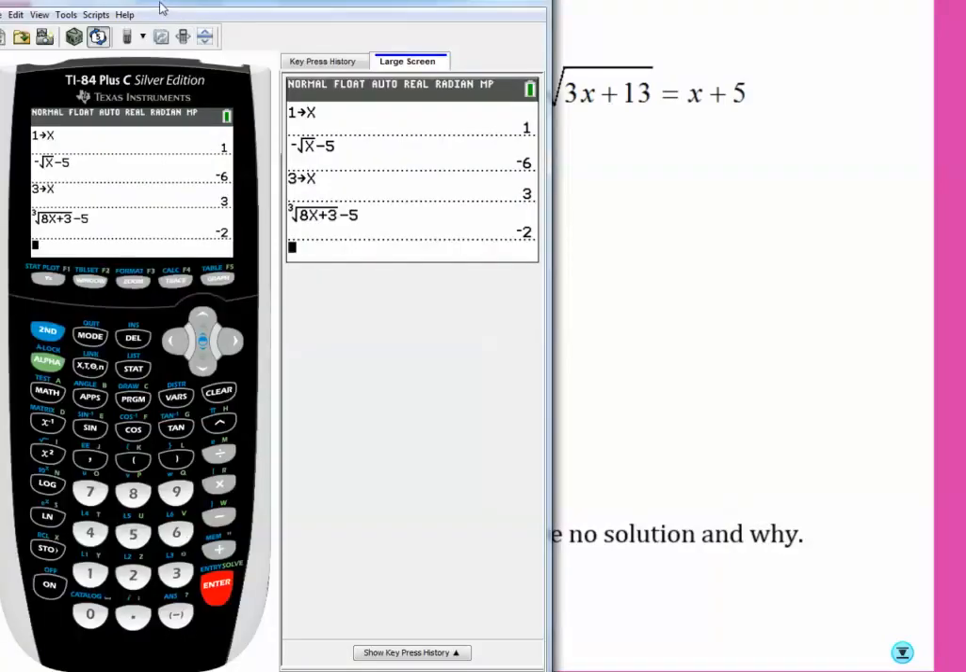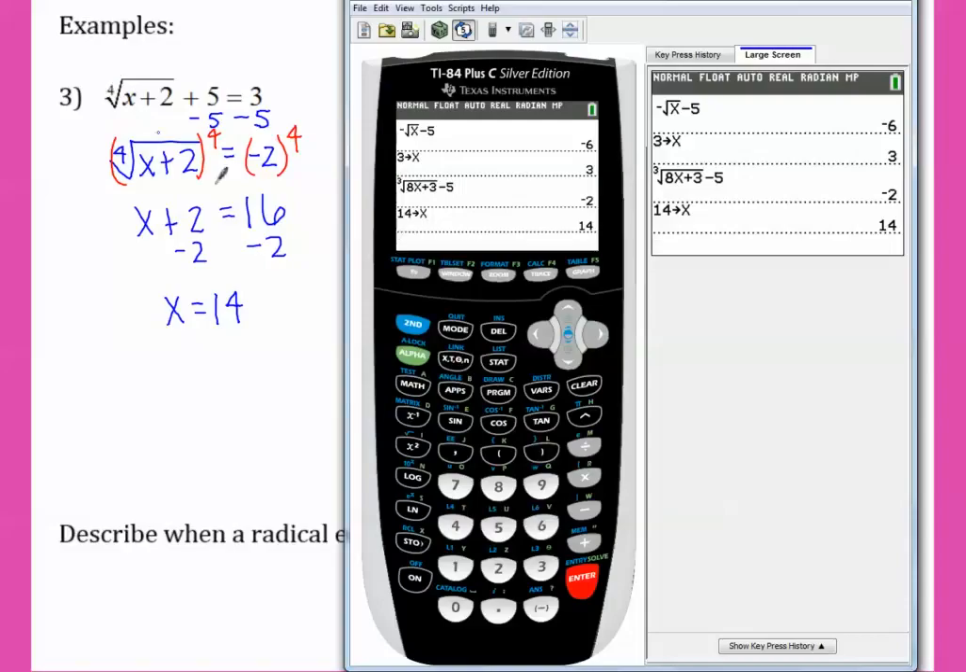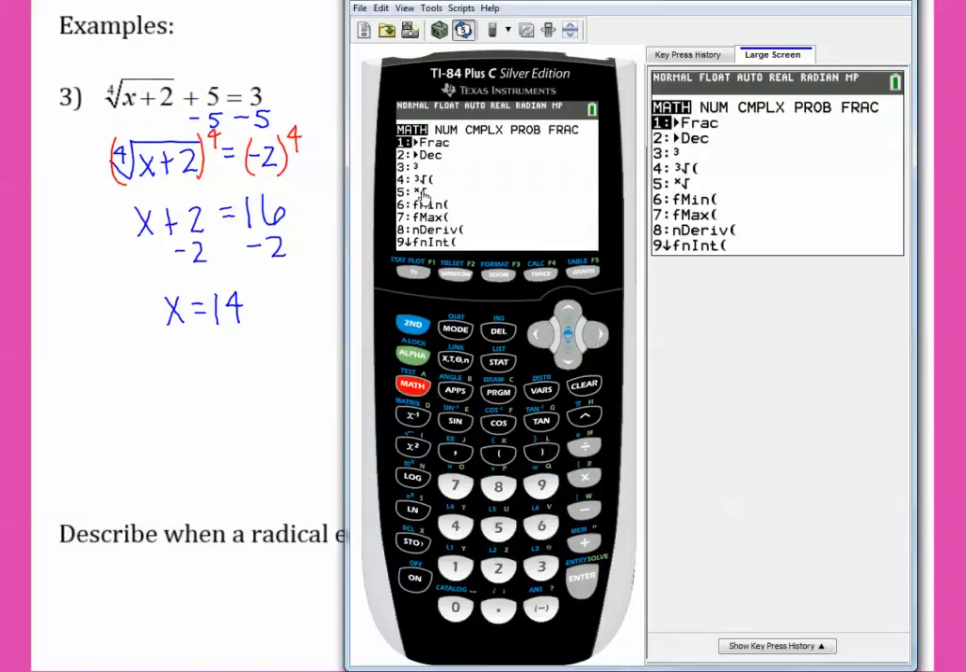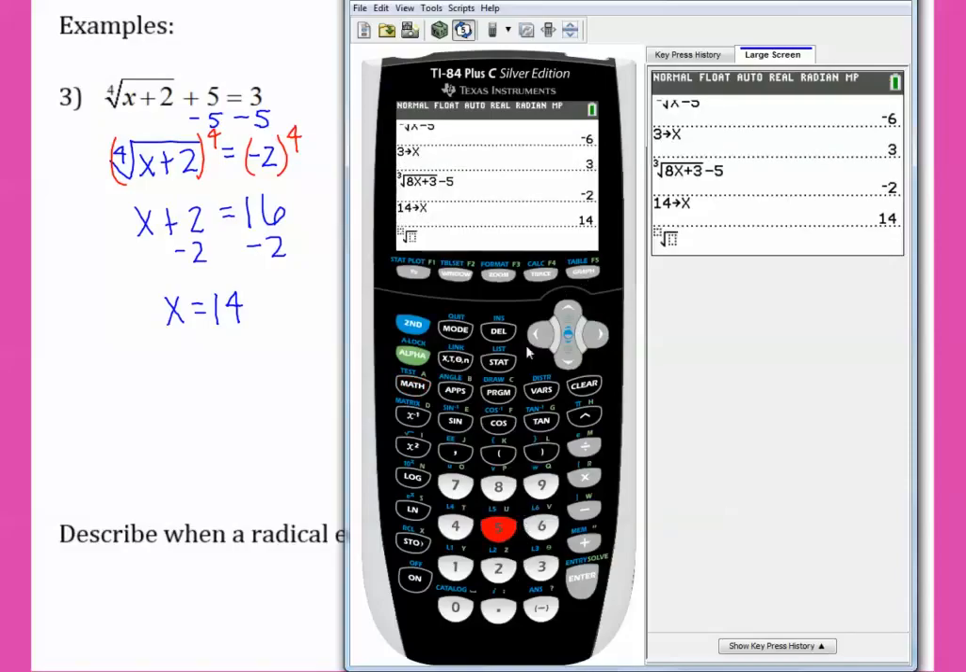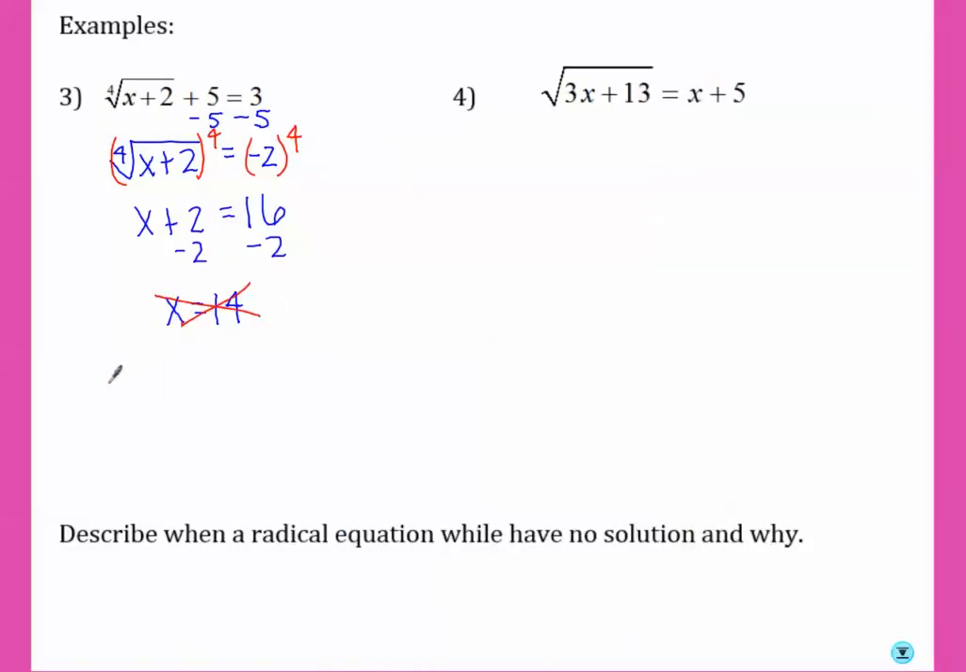So let's check and see if this works. Store 14 for x. Now to do a fourth root, we do math, and then we're going to choose this one down here, number 5, where it has an x for the root, meaning we can pick the root. So we want the fourth root of x plus 2, plus 5, and we want to see if it equals 3. It does not, it equals 7. So therefore this does not work, so there is no solution.